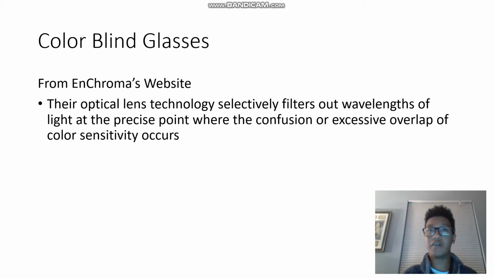In addition to that, one of the other interesting things that people have been using to deal with color blindness is Enchroma colorblind glasses. These have been in viral videos, shown to be put on, with lenses to help distinguish between different colors for colorblind people. And from their website, the way that they claim this works is that their optical lens technology selectively filters out wavelengths of light at the precise point where the confusion and excess overlap of color sensitivity occurs. Unfortunately, this is not a permanent solution, as these glasses can be taken off and it does nothing to actually correct the cones that aren't working properly, but it is a solution that can help bring a little bit of color into somebody's life.